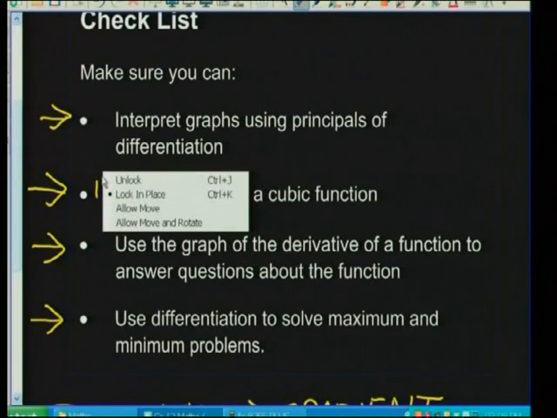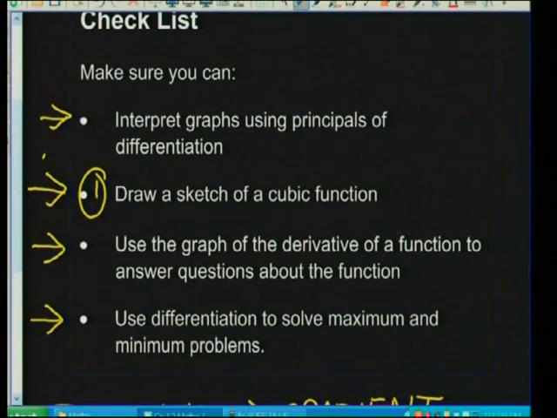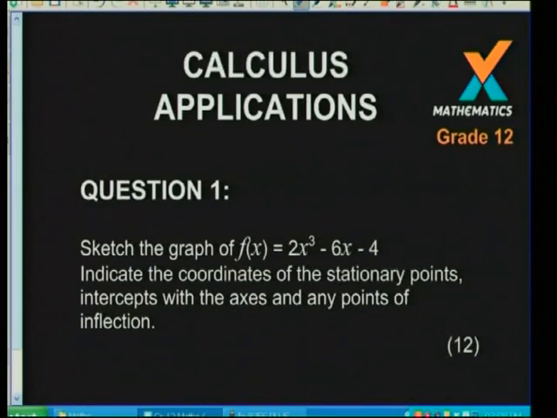Okay, right, let's have a look at our checklist. I'm actually going to begin over here. We are going to have a look at sketching a cubic function. This is generally always going to be in your paper, and you can be guaranteed it's worth a fair bit of marks. So if we deal with it in a structured and careful way, the marks are generally not too difficult to get.